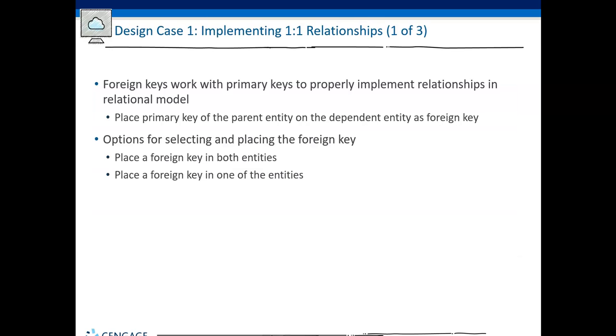So foreign keys work with primary keys to implement relationships. You've done this in Access. I don't know if this is the first time formally in a lecture video we've talked about it, but you take the primary key of an entity on the one side of a relationship, and then in the many table, you take that primary key and put it in one of the columns of the many side, to show that there's a relationship between the 2 things.